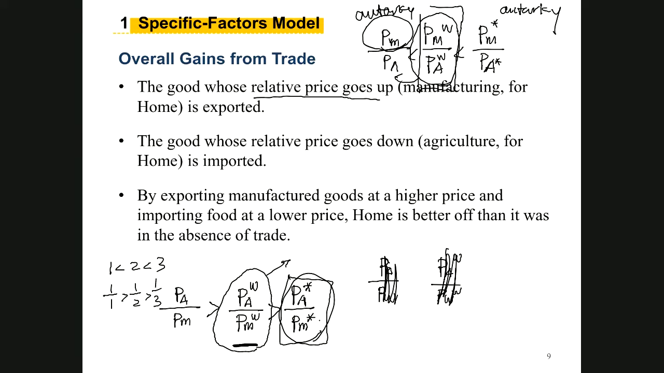The home country would like to export the relatively cheaper goods, and so does the foreign country. Both of them are better off because the revenue you get from selling the goods is actually higher than when you sell domestically.